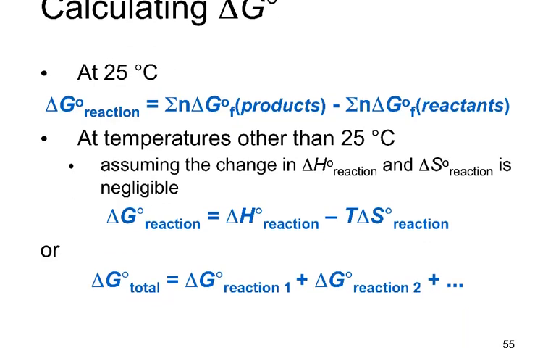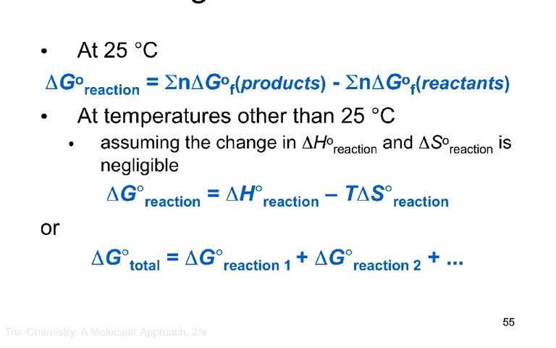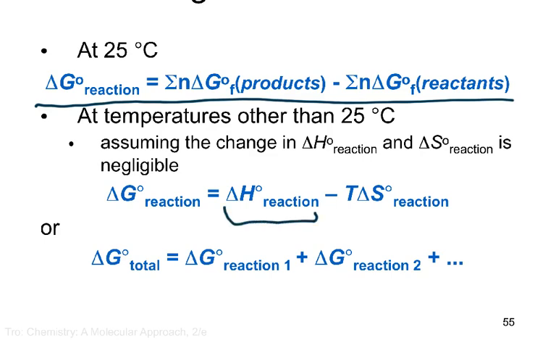There's also delta G under standard conditions, which you calculate the same way you did delta H and delta S under standard conditions: the sum of the products minus the sum of the reactants. If your temperature is other than 25 degrees, sometimes it's easier just to take the delta H under standard conditions minus your new temperature times the delta S under standard conditions. And we can also add reactions together to get the delta G. Delta G is a state function.